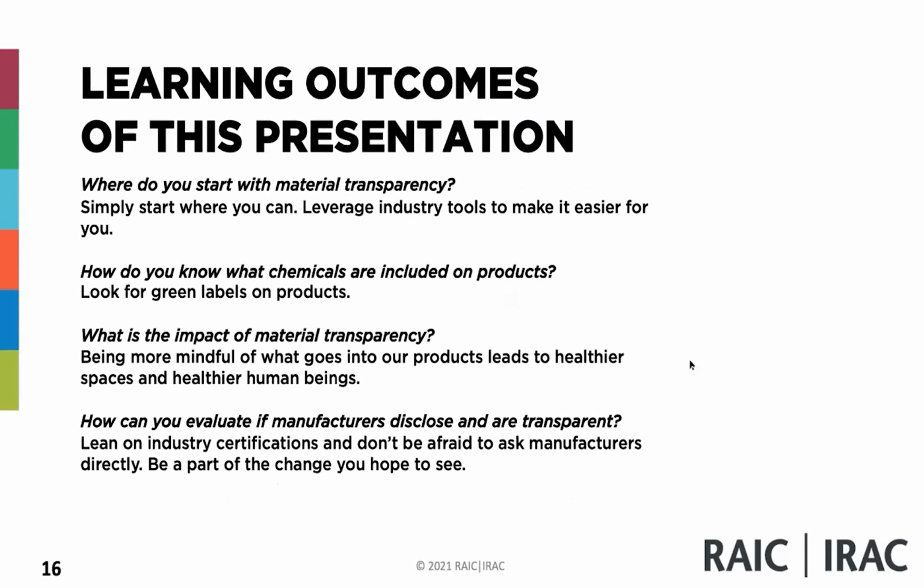So to recap, we hope you've enjoyed the presentation today. So just recapping those learning outcomes of the presentation. Where do you start with material transparency? Simply start where you can and leverage industry tools to make it easier for you. How do you know what chemicals are included in products? Look for the green labels on products. What is the impact of material transparency? Being more mindful of what goes into our products leads to healthier spaces and healthier human beings. And how can you evaluate if manufacturers disclose and are transparent? Lean on industry certifications and don't be afraid to ask the manufacturers directly. Be a part of the change you hope to see.